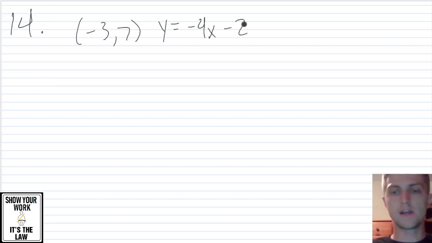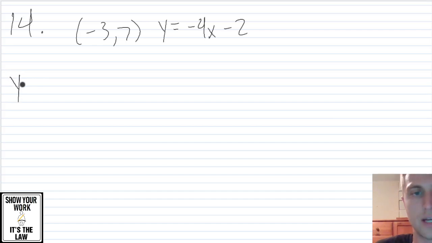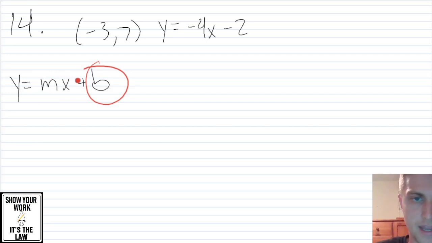So we'll start with 14. The question says, I'll write it first: find the equation of the line that passes through the given point. This is the point they give us, and is parallel to this line. So first things first, find the equation of the line. What formula do we use for the equation of a line? The generic formula is y equals mx plus b.